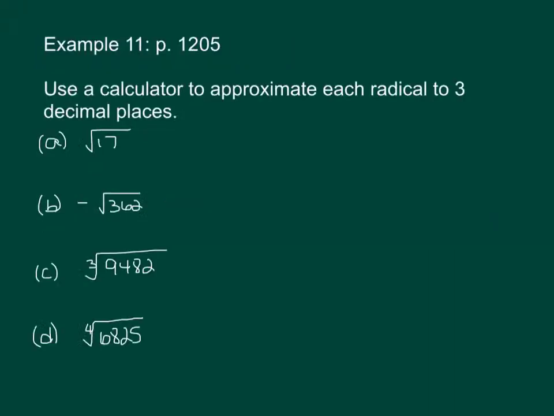In example 11, we will be using a calculator to approximate each radical to 3 decimal places. So when you're approximating to 3 decimal places, you need to look at the 4th decimal place to see how you're going to round it. So the first one is the square root of 17, and that comes out to 4.1231. So since my 4th place is a 1, it's going to round to 4.123.